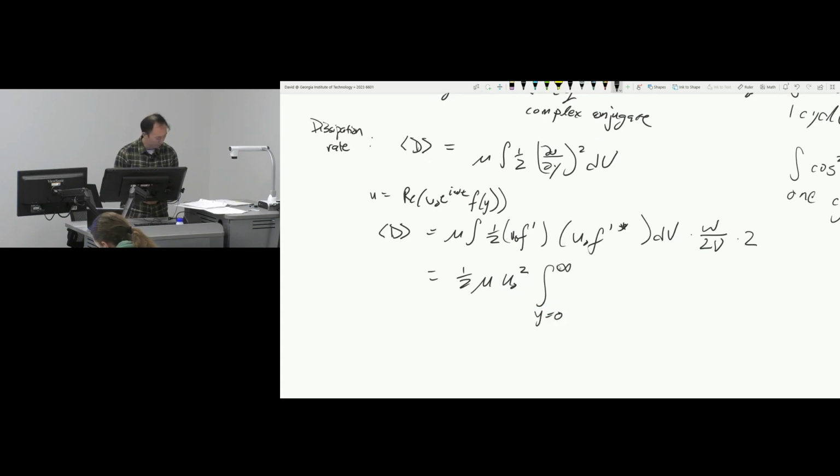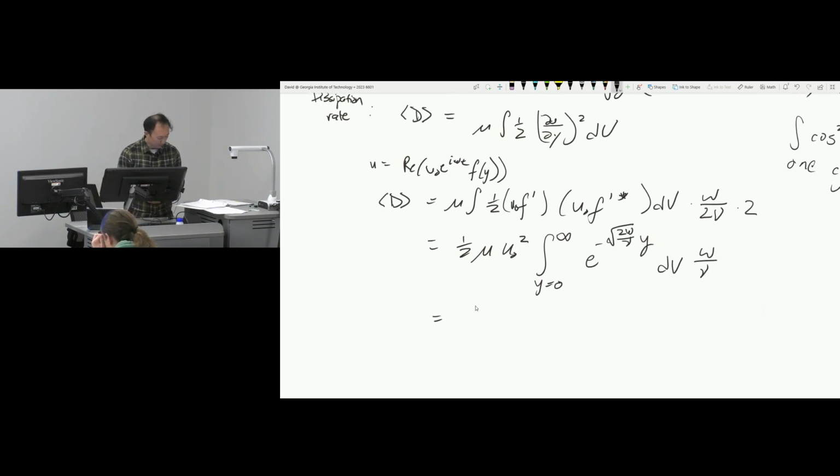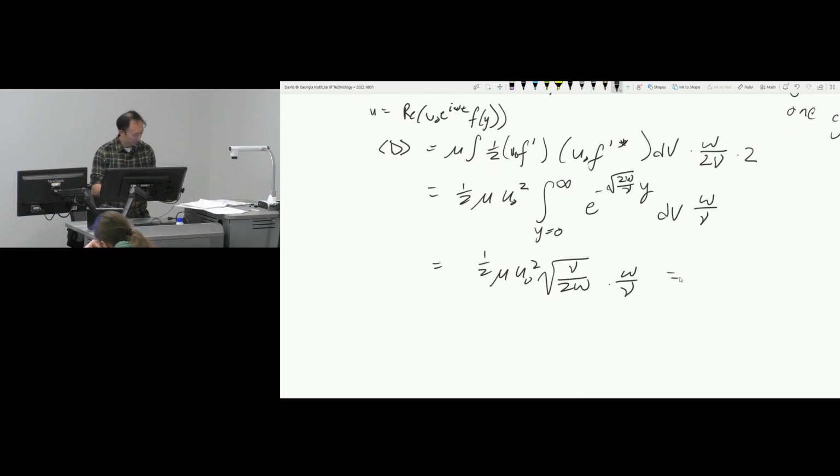All right, so now we substitute for f here, so we can actually evaluate this thing. And you're going to evaluate it across your whole volume, y equals 0. You have that oscillating plate, so it's from the plate to infinity, and you have decreasing contributions as you go far away. If you multiply these out, you should get 1/2 mu u naught squared nu over 2 omega times omega over nu. And then this simplifies to 1/2 mu u naught squared. Okay.